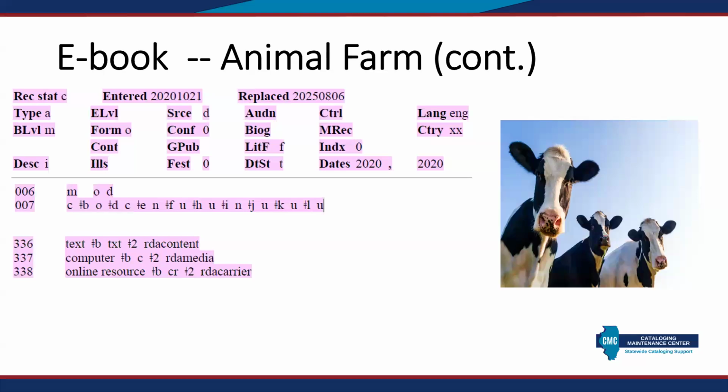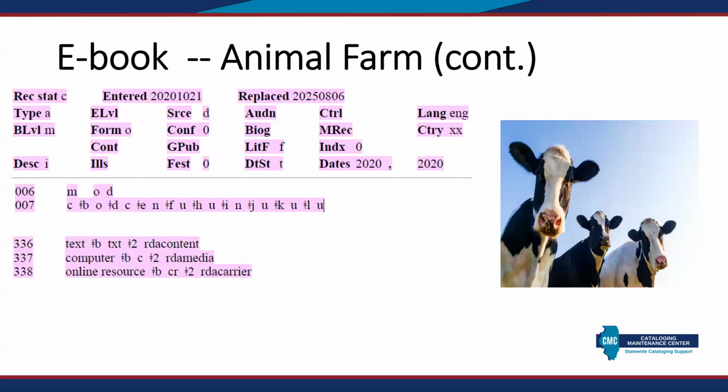Okay, so up here, the ebook, the type we have is A. It's still a monograph or textual monograph. Description is still I. Let's see, what do we need? Form is O for online. It's not a conference publication or Festschrift. It is fictional. And let's see, DTST is coded for publication and copyright date. The 006, of course, is derived from the 008, which is the stuff we just discussed here.